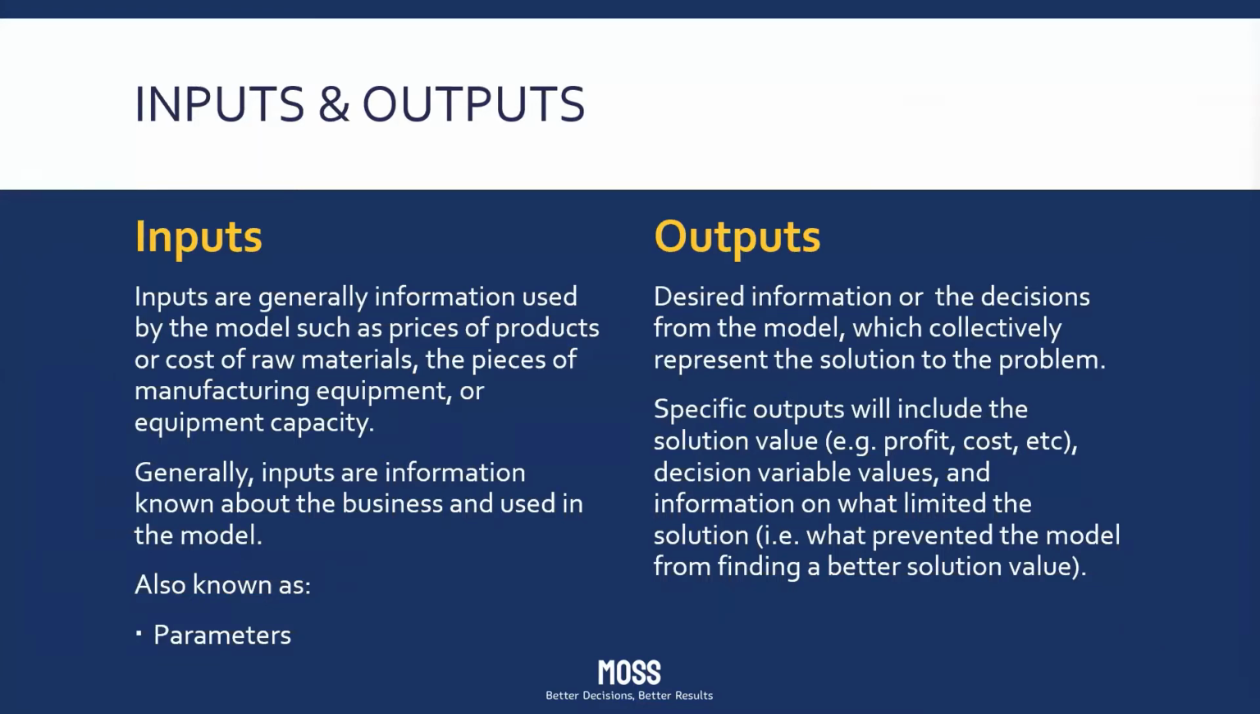Inputs are generally information used by the model, such as prices of products or costs of raw materials, the pieces of manufacturing equipment, or equipment capacity. Generally, inputs are information known about the business and used in the model, and are also referred to as parameters. Outputs are desired information or the decisions from the model, which collectively represent the solution to the problem. Specific outputs will include the solution value, like the profit or cost, decision variable values, and information on what limited the solution, i.e., what prevented the model from finding a better solution value.